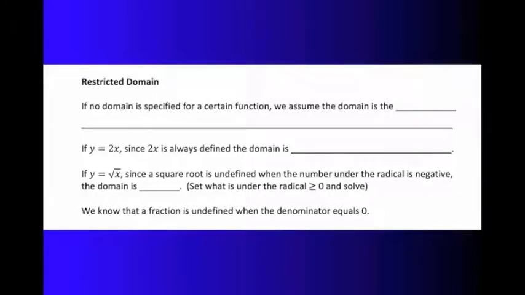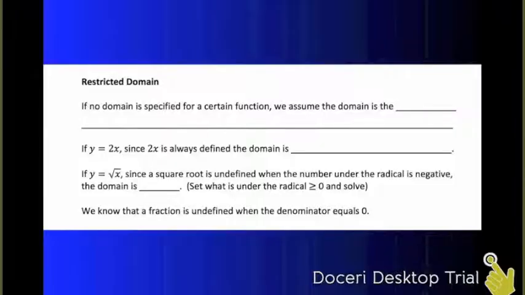Last thing we're going to talk about very briefly is restricted domain. If there is no domain specified, we assume the domain is the set of what we call all real numbers. And there's two ways you can denote that. The first way is you can make this fancy sign like this that stands for real numbers. Or the other way is to use our set notation, everything from -infinity to positive infinity.